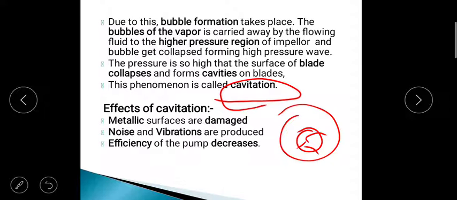Okay, so what are the effects of cavitation? Metallic surfaces are damaged, noise and vibrations are produced because of the parts which have deteriorated, and the efficiency of the pump decreases. So this is nothing but the phenomenon of cavitation.